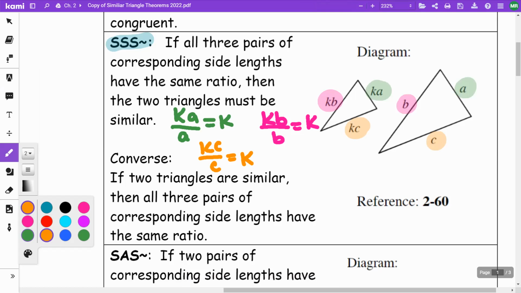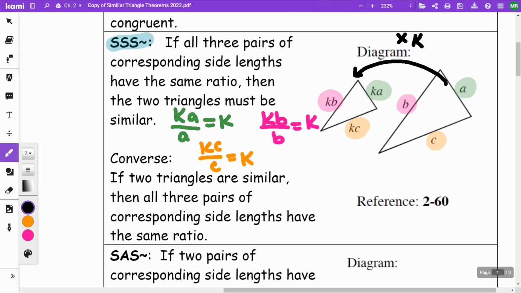And so by similar SSS, these two triangles are going to be similar because everything in this triangle is being multiplied by K to get the other triangle. And so our scale factor for each of the side ratios ended up being K.